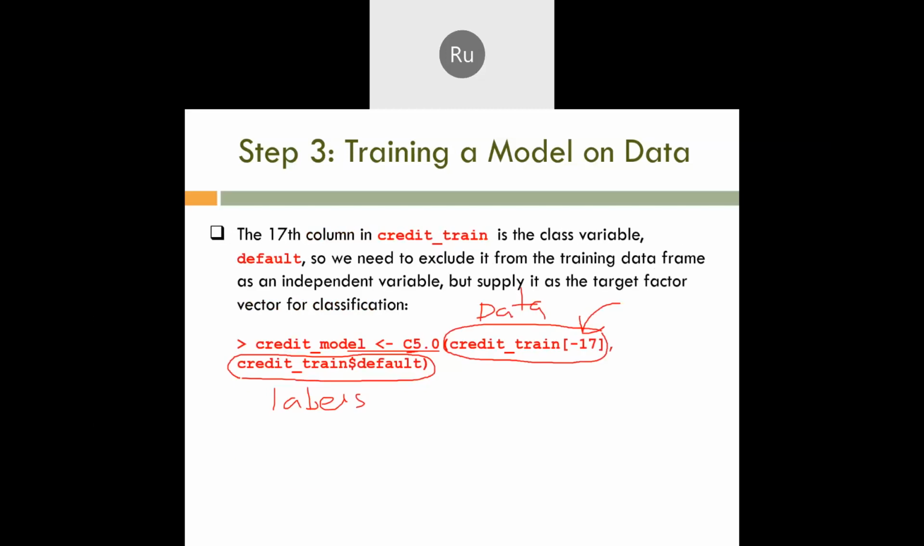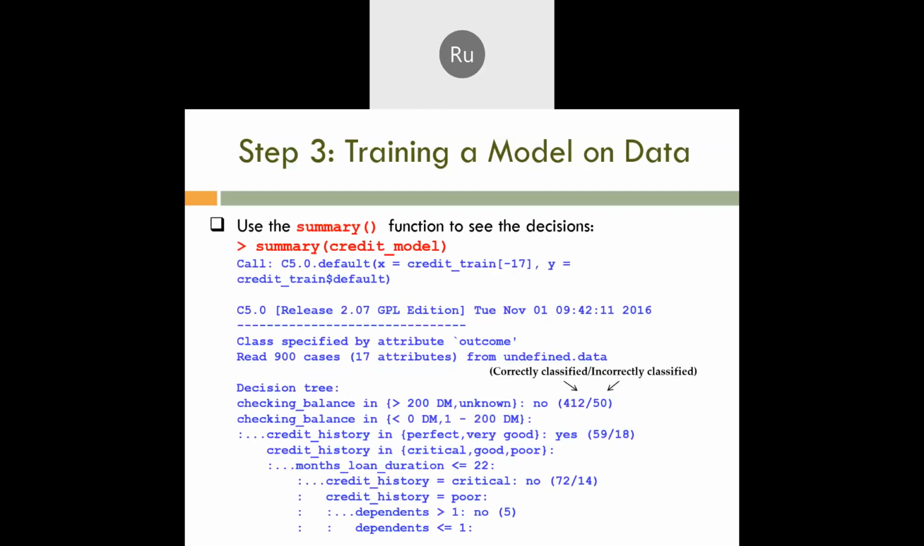Okay, so once we have finished with the training, then we can look into some of the conditions that we have here. So if we type summary and credit model, this is the model that we have trained. According to the decision tree, you can see that if the checking balance is greater than 200 Dutch money or unknown, that means you are not likely to default, meaning that you will pay the loan or you will service the loan.